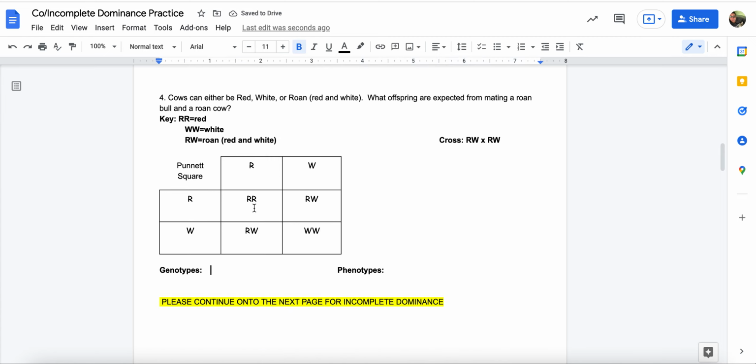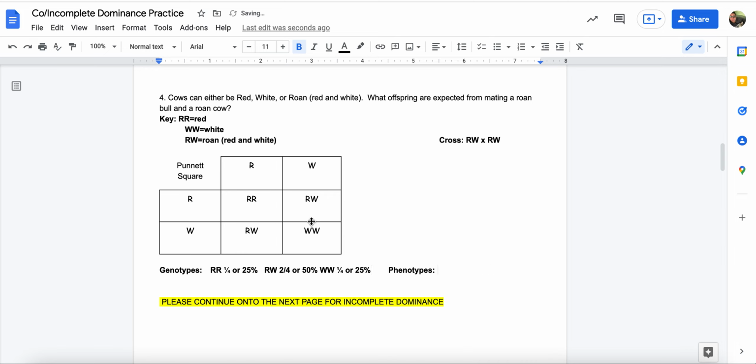When we go to do our genotypes, start in this top left corner box. We've got capital R, 1 out of 4, or 25%. Our next genotype is going to be capital R, capital W. There are 2 boxes, so 2 out of 4, or 50%. And then we have our last box, capital W, 1 out of 4, or 25%.